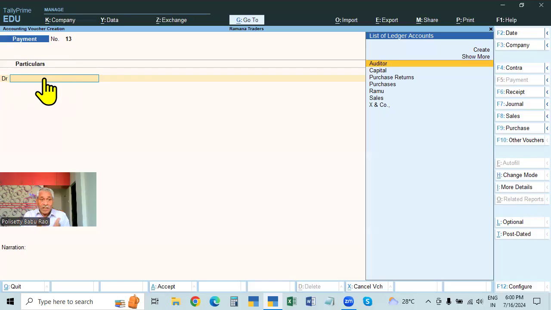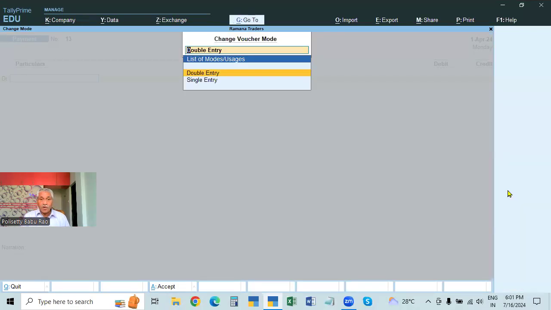How to use both the systems? By default, it will be double entry system. And if you want to change, there is change mode, Control H. See here, for any shortcut key, if there is one underline, the combination key is Alt plus the key. If there are two underlines, the combination key is Control plus the key. So here, Control H. You go Control H, or you can click this also, change mode. It will show double entry system and single entry system.